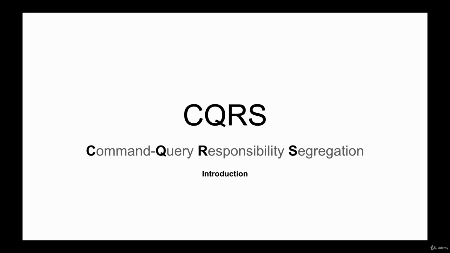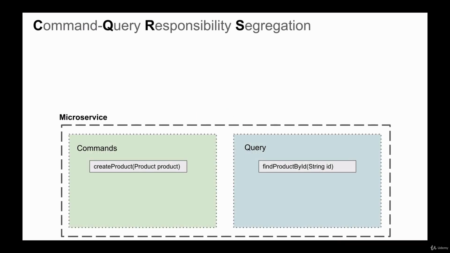In this video lesson, you will learn about the CQRS design pattern. The abbreviation CQRS stands for Command Query Responsibility Segregation. Let's see what this means. In the CQRS design pattern, the responsibility of components in your application is divided mainly into two parts, commands and query. And this is why the name of the pattern is Command Query Responsibility Segregation.